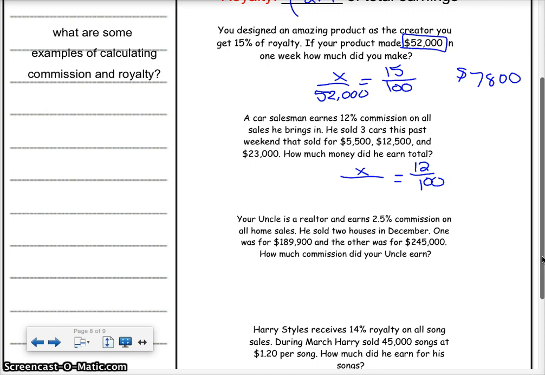Now I gotta calculate, you gotta add up all those sales, right, for that car salesman. So 5,500 plus 12,500 plus 23,000 is $41,000 in car sales. Now I can calculate that. And I get paid $4,920.